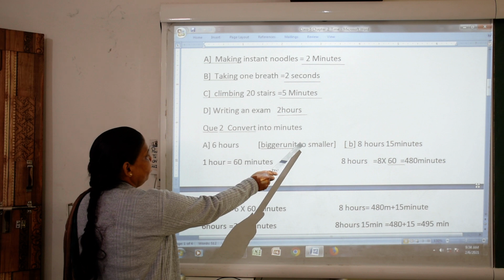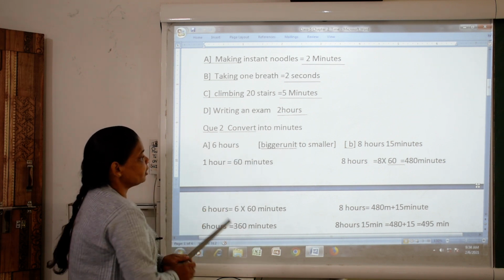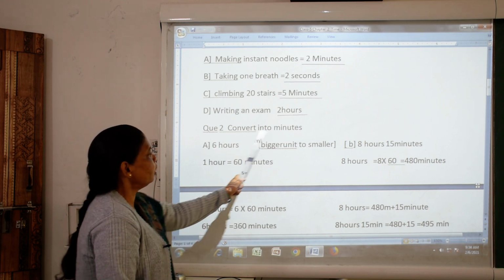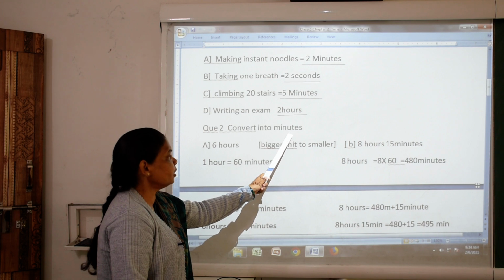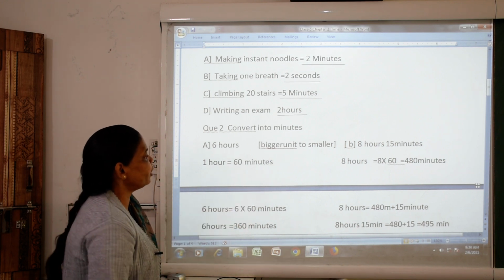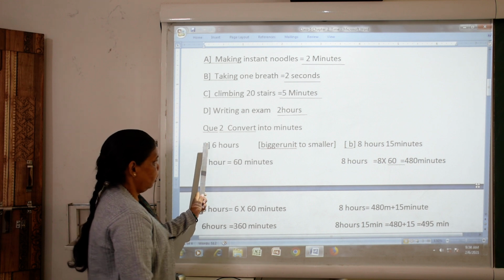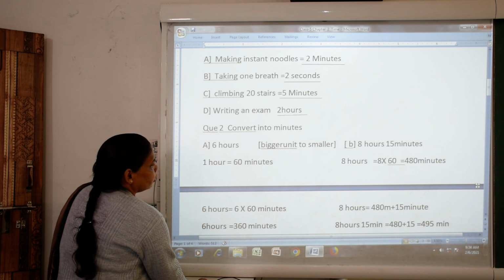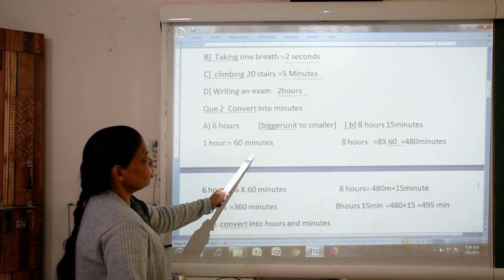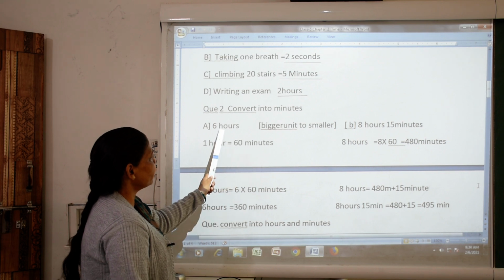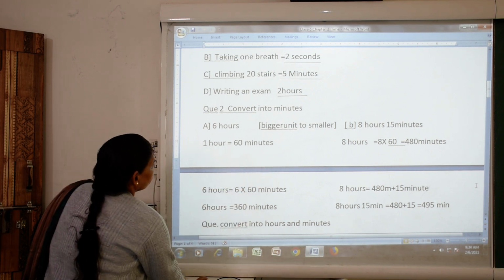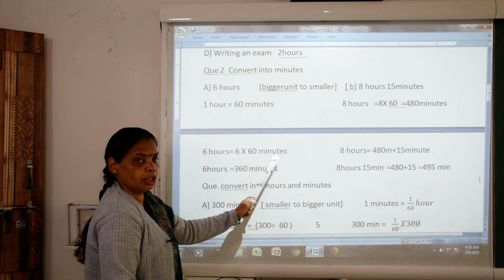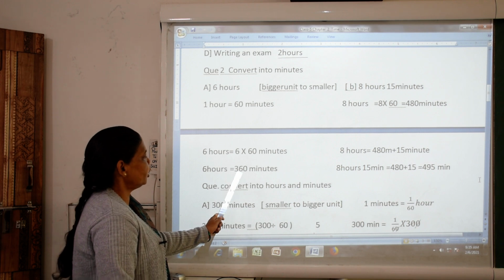Convert into minutes. Children, what is given here? Hours is given here. Hour is the bigger unit, and you have to change it into minutes. Minute is the smaller unit, so what do you have to do? Bigger to smaller, so you have to multiply. 1 hour is equal to 60 minutes, so you multiply the 6 with 60. 6 hours is equal to 6 multiplied by 60 minutes. So 6 hours is equal to 360 minutes.